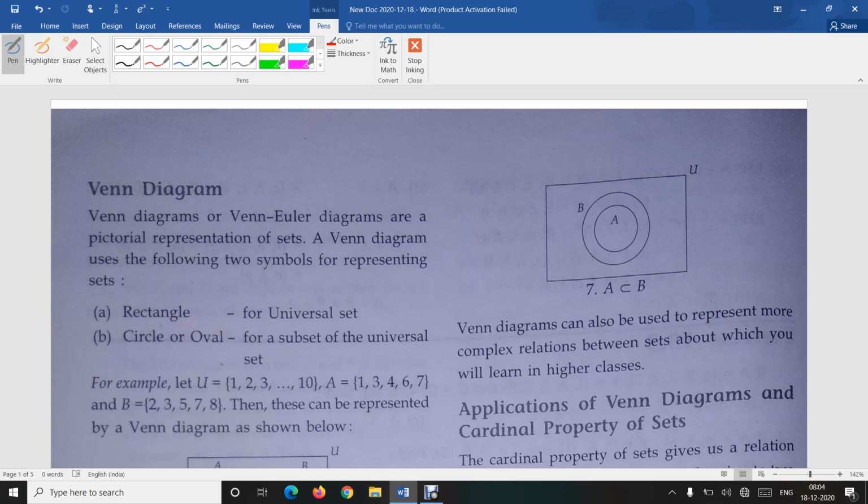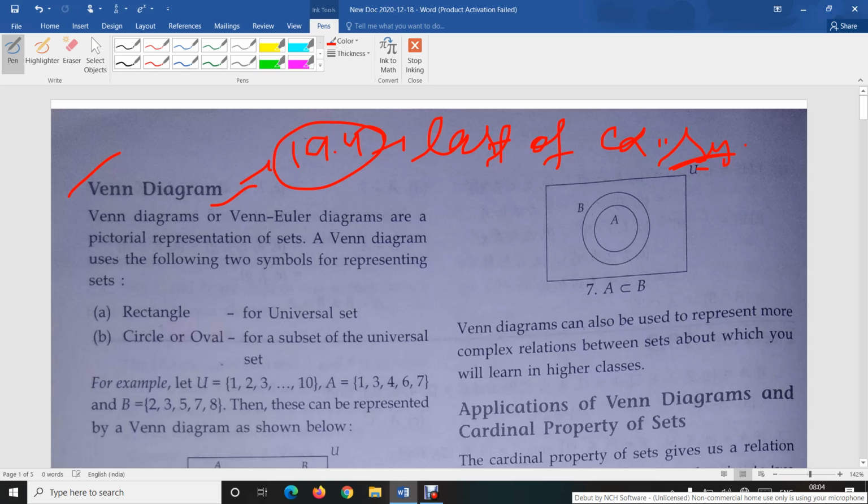So today we will study the last topic of the chapter sets, which is Venn diagram. This is related to exercise 19.4, which is the last exercise of your chapter 19. Okay, and also your syllabus will be completed from that. So let us start with the topic Venn diagram.